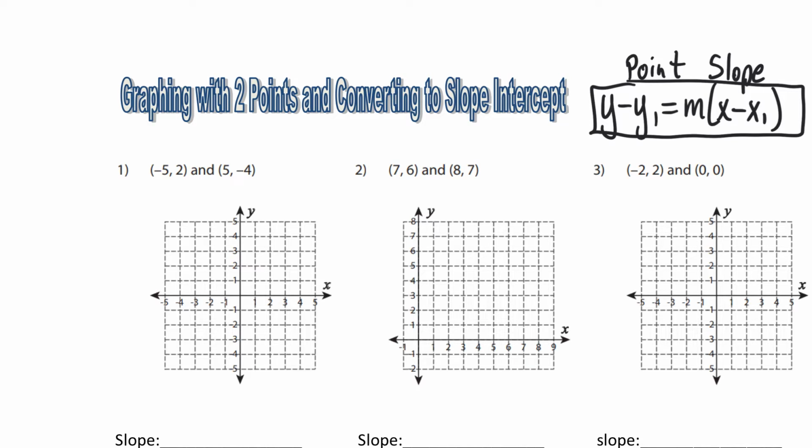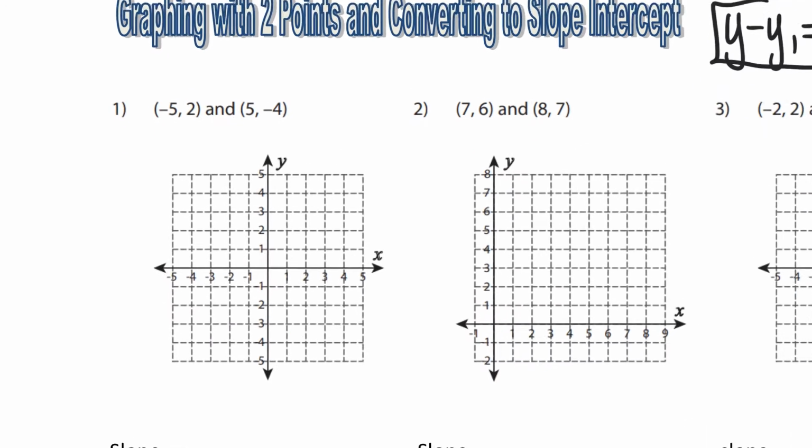All right, so go ahead and plot those 2 points. Negative 5, 2 and 5, negative 4.